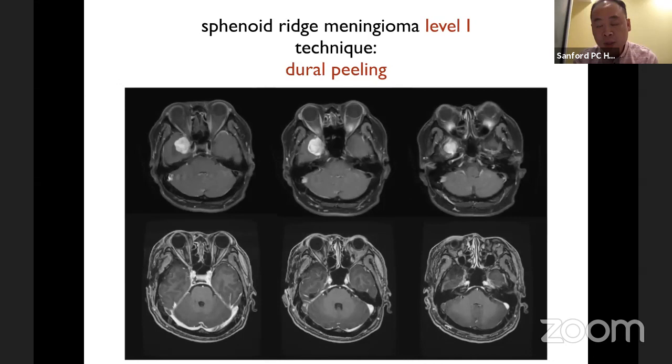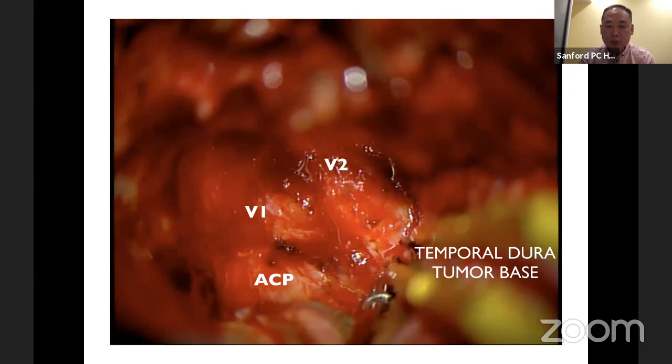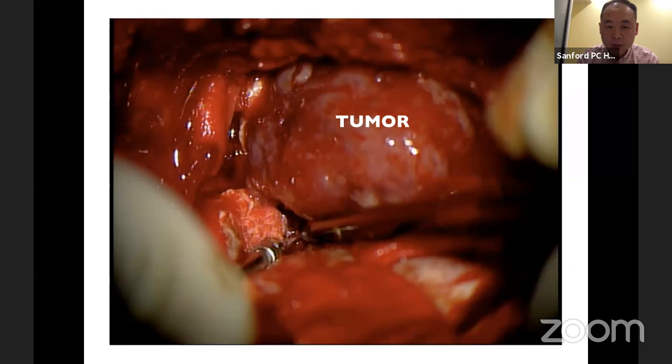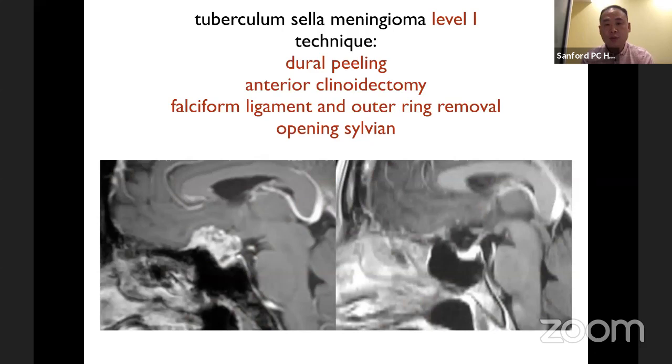The only technique you need to learn is dura peeling. If you know how to peel the dura, and actually why you have to do the extradural peeling for a sphenoid ridge meningioma, because at the beginning you already devascularized the tumor and you already detached the base of the tumor to facilitate the Simpson grade 1 tumor removal. If you are familiar with this technique, at the beginning you already remove the tumor at the base of the dura. So the tumor removal will become very simple because the base is already detached. So you just circumcise the tumor and you achieve the Simpson grade 1 tumor removal. So this is the simple case for sphenoid ridge meningioma.